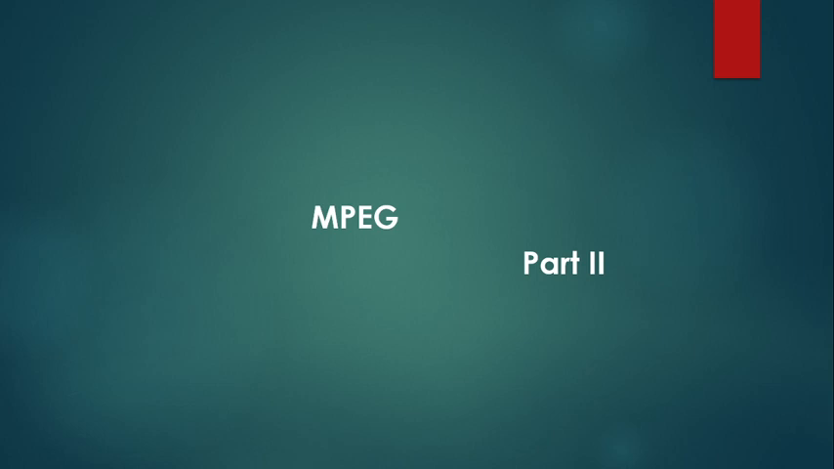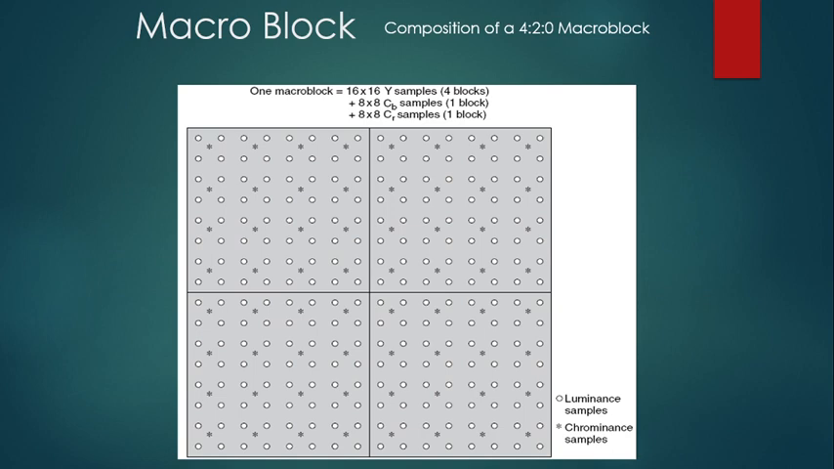Now I am continuing from the previous lecture, MPEG part 1. There we stopped at the level at which we are going to start our motion prediction and motion compensation, which was at the macro block layer. So this is an example of a macro block, that is a composition of a 4:2:0 macro block. So you can see that it is a 4:2:0 representation.